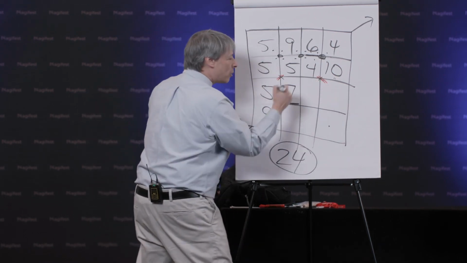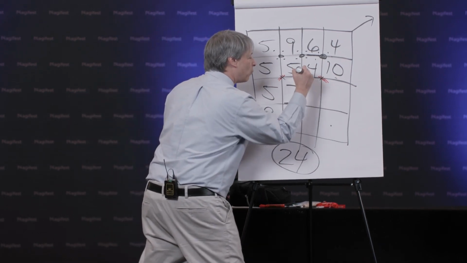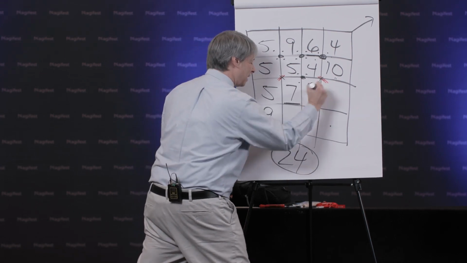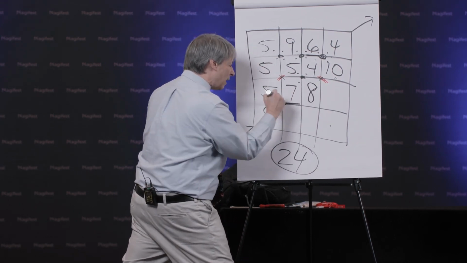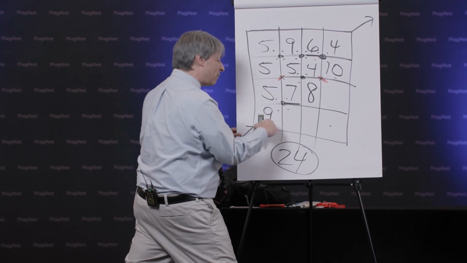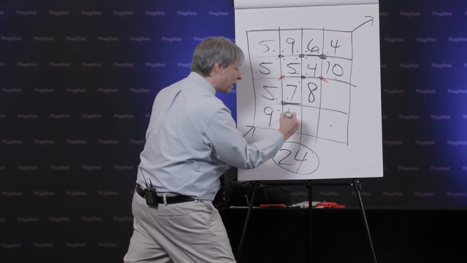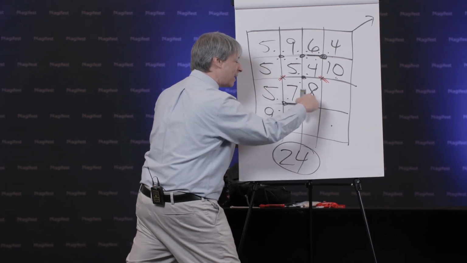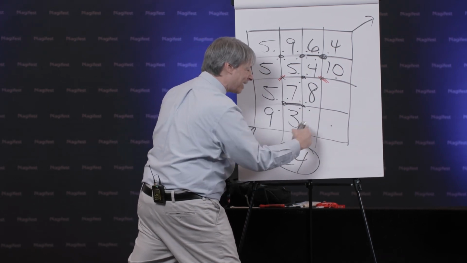Okay, so now we go to the middle. 7, 4, 5 adds up to 16, which makes this 8. 7, 5, 9, I go to this group of 4. 7, 5, 9 is 21, which makes this 3. Then I do this group of 4. 3, 7, 8 is 18, which makes this 6.